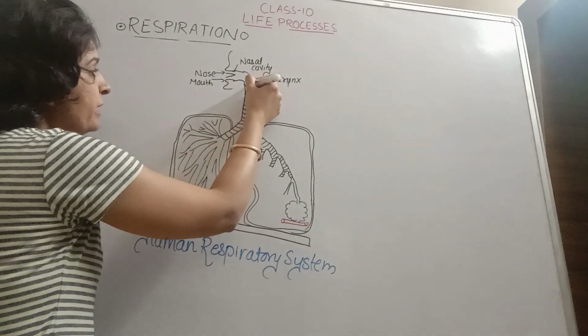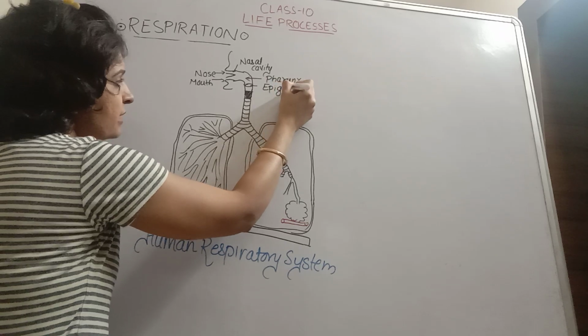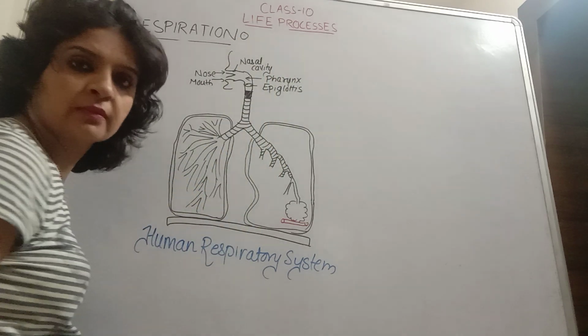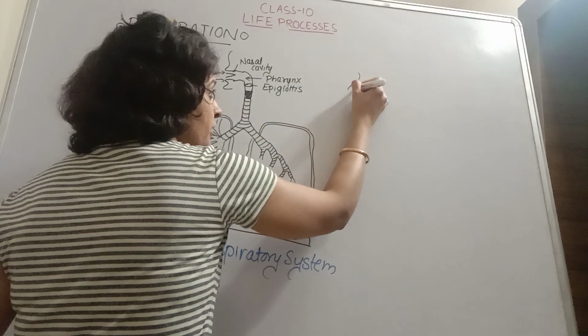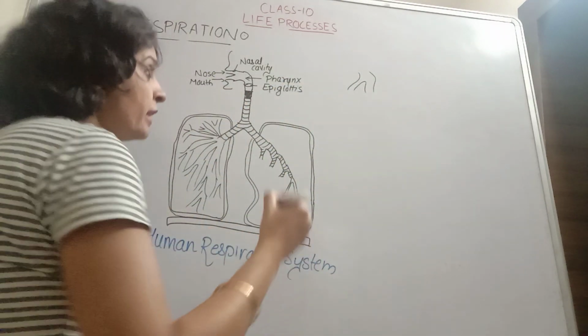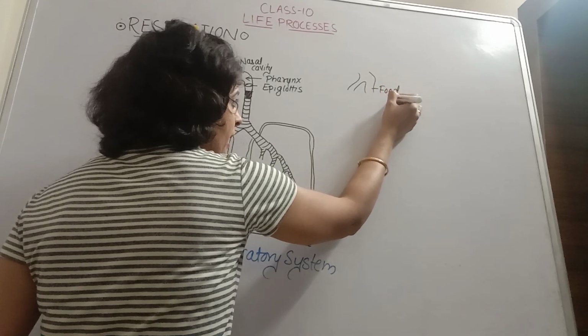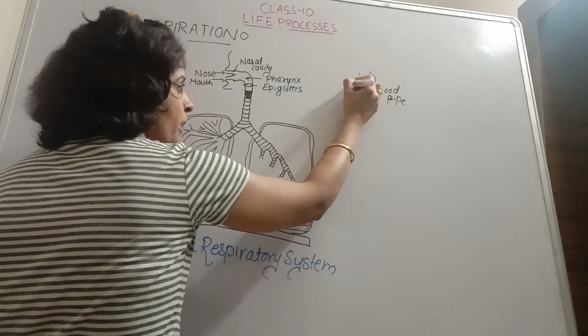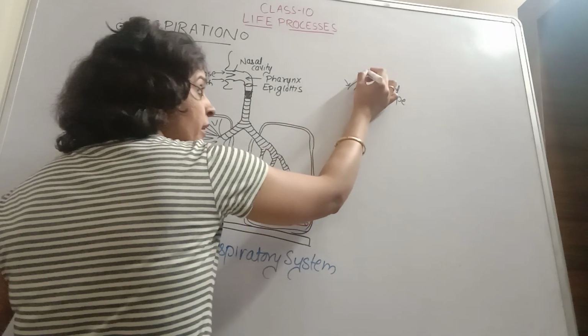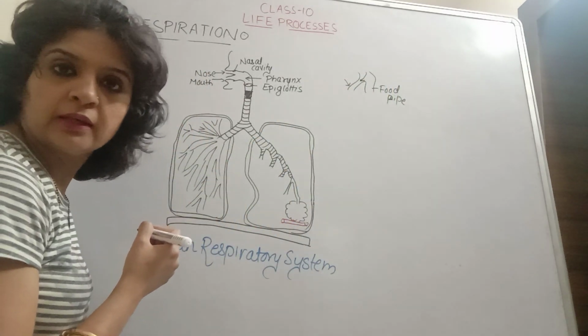Now, this is an area which is known as pharynx. Pharynx, it leads to a flap-like structure known as epiglottis. If I say the pharynx was broken down into 2 pipes, that is the esophagus, that is the food pipe, and this is the windpipe. So, the food should not enter into this particular area.